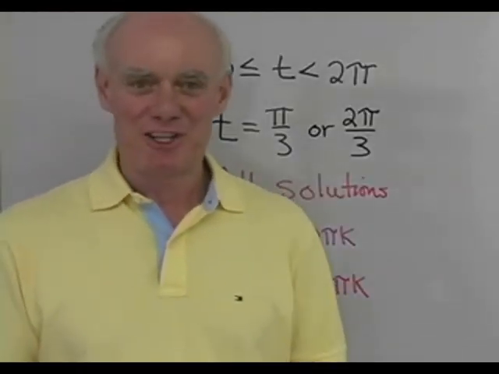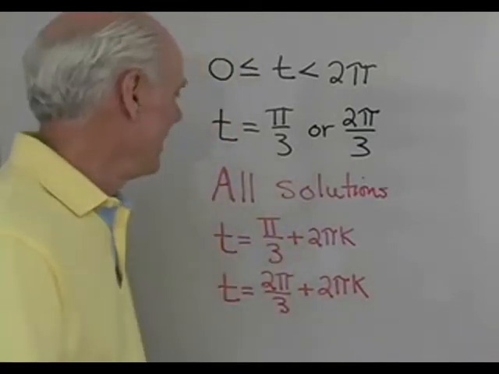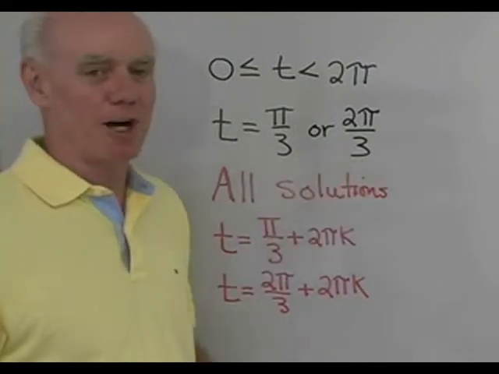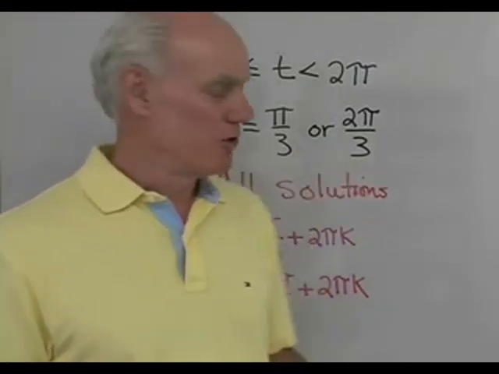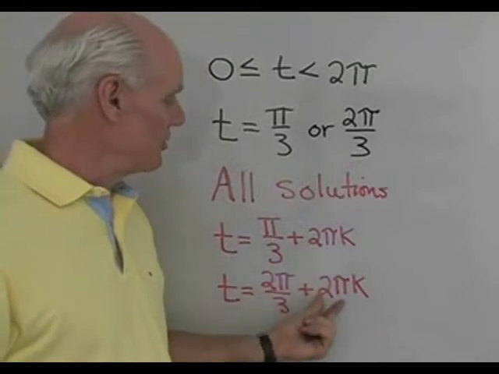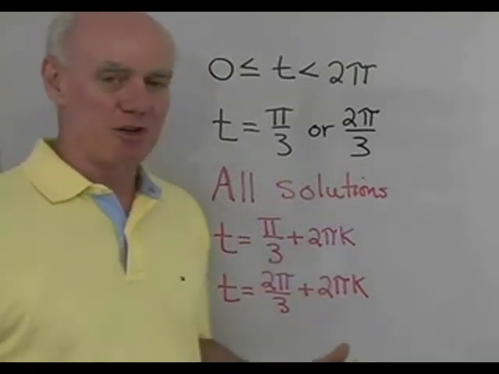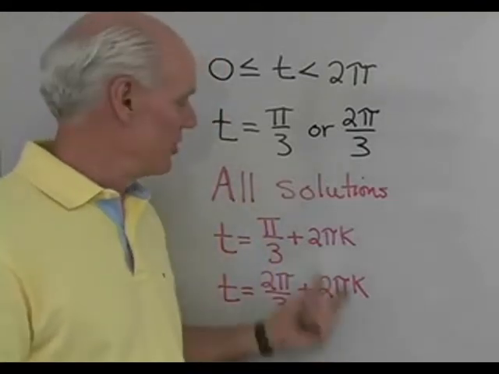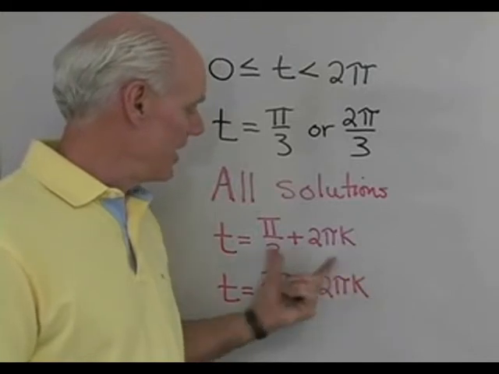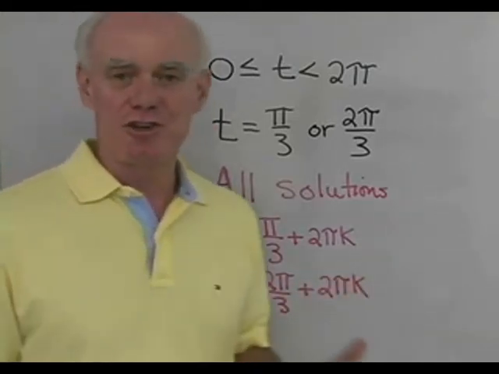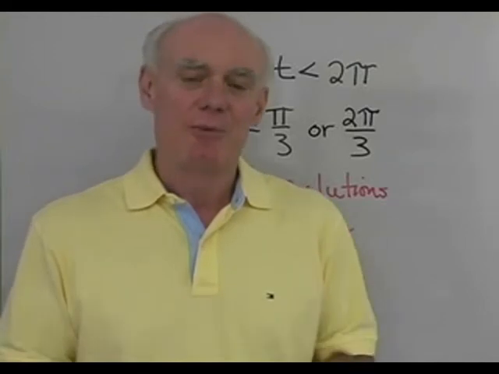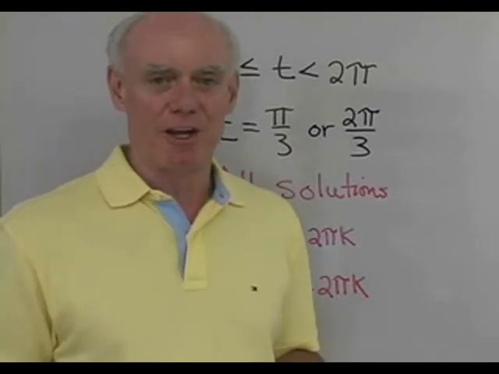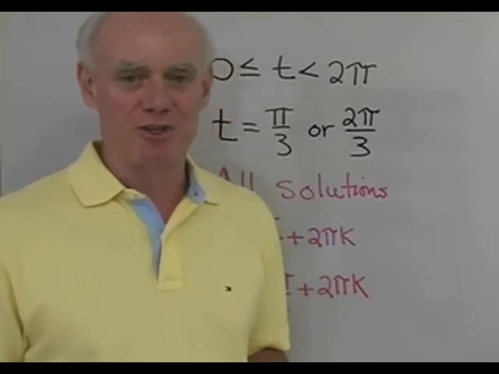I had a little malfunction with the camera there, so let's finish this problem here. We had all solutions between 0 and 2 pi, which were pi over 3 and 2 pi over 3. When we want to write all solutions, what we do is we add on multiples of 2 pi. Since our original solutions between 0 and 2 pi are in radians, we'll add on radian multiples right here. So 2 pi times k, where k is any integer: 0, plus or minus 1, plus or minus 2. Then we get all the possible angles that are coterminal with these two. There's an infinite number of them, each of which is a solution to the original equation.